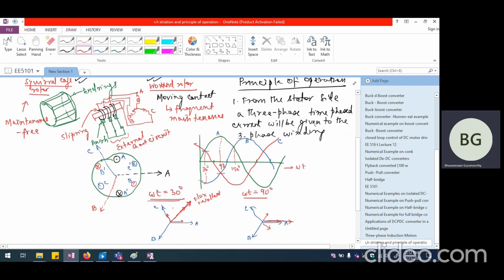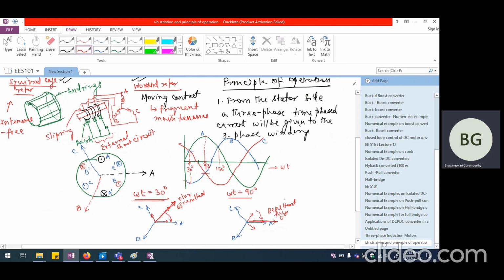So compared to where it was, it has moved by 60 degrees. From 30 degrees, it has moved to this horizontal position. If you may call this the 60-degree position, this is the 0-degree position. So it has moved in the clockwise direction by 60 degrees. So when the sine wave has traveled from 30 to 90, the flux resultant has also traveled by 60 degrees in the clockwise direction. Whatever we have got here is the resultant flux.